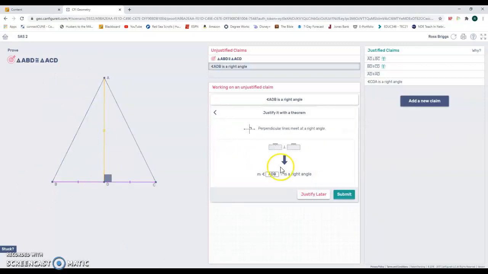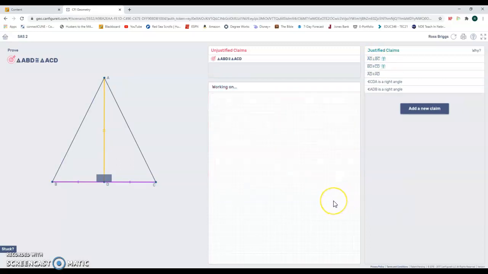And we can use the same theorem, and also use our shortcut there. And by the same logic, that is a right angle as well. Ta-da!